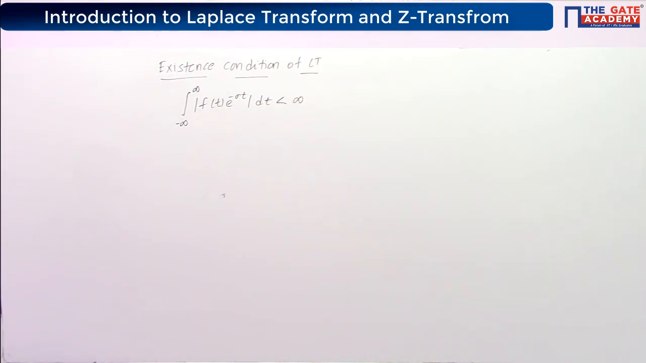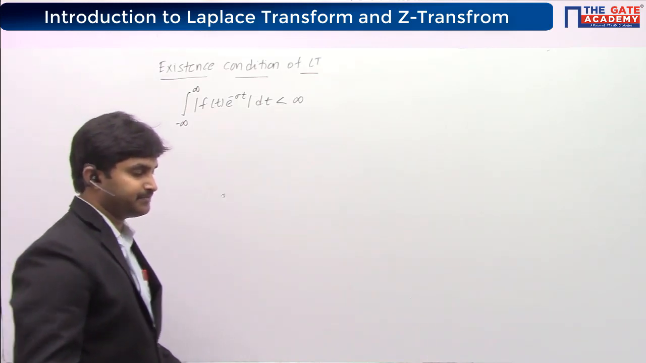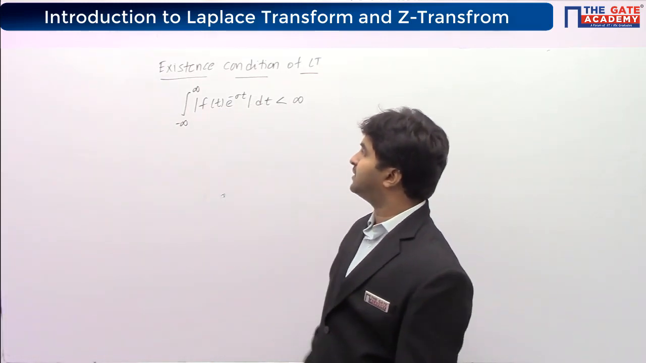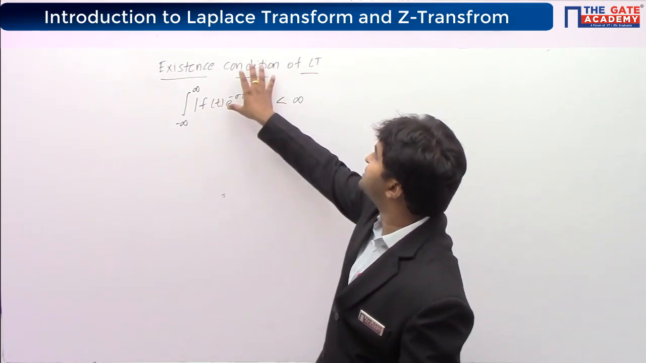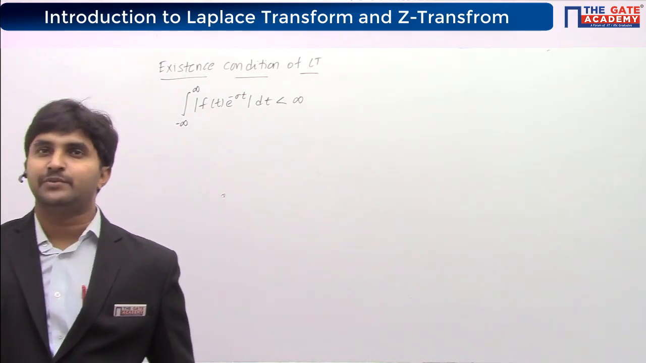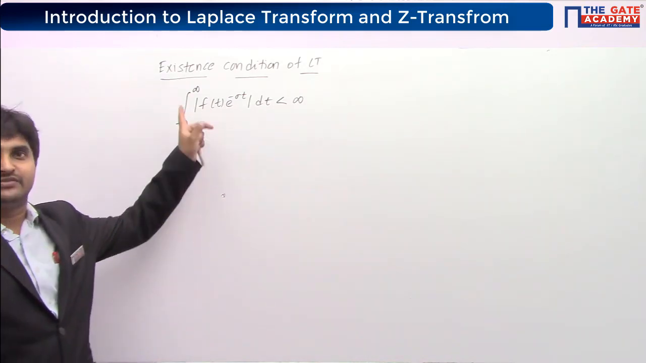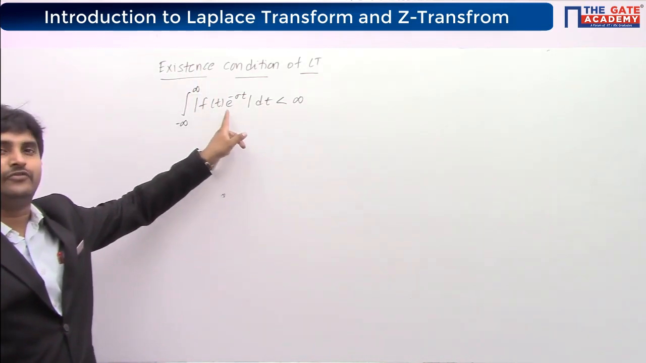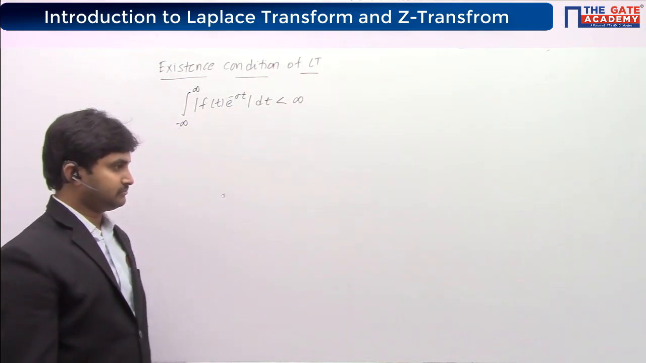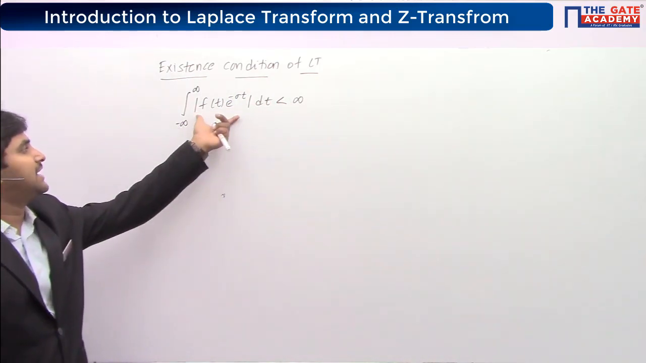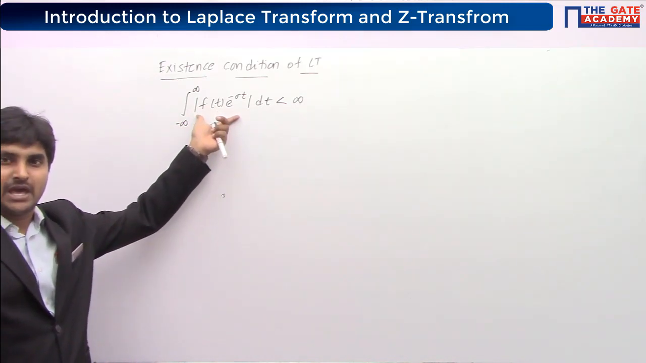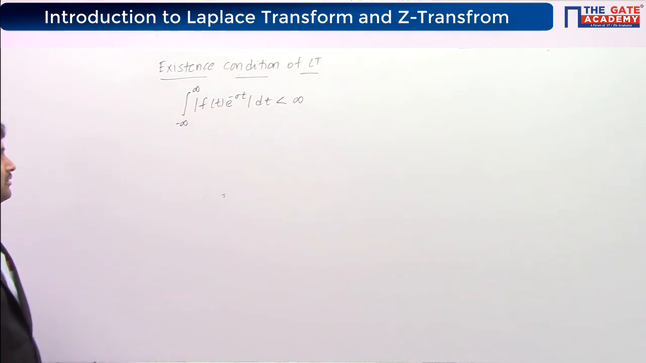So this is the existence condition for the Laplace transform, because you have multiplied with e power minus sigma t, that will be part of it. The existence condition of the Laplace transform is given by the integral from minus infinity to infinity of mod of f of t e power minus sigma t dt, which is less than infinity. So this particular part has to be absolutely integrable.